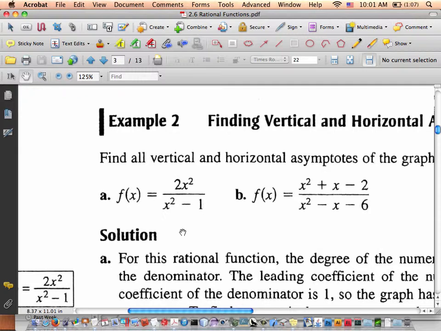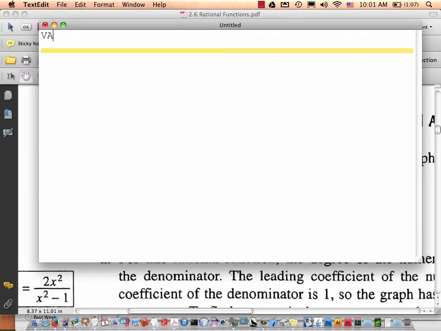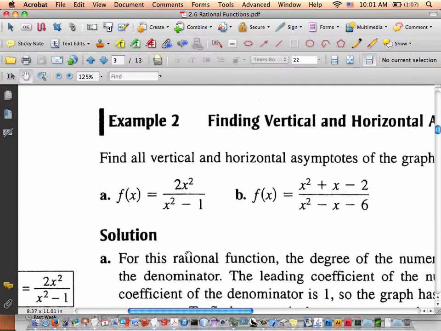That's exactly right. 1? Negative 1. What's negative 1 squared? 1. So you got 2 of them. So how many vertical asymptotes do we have? 2. So you're going to say vertical asymptotes are at x equals 1, x equals negative 1. Is that it? Well, that answers part of the question. What are they asking us to also find?